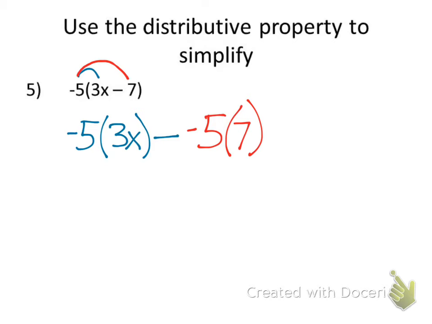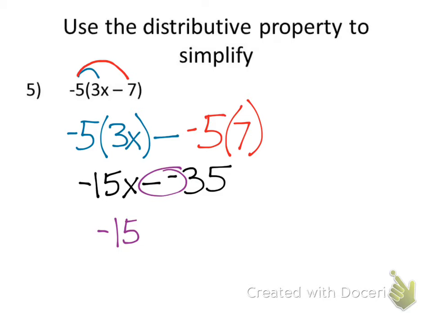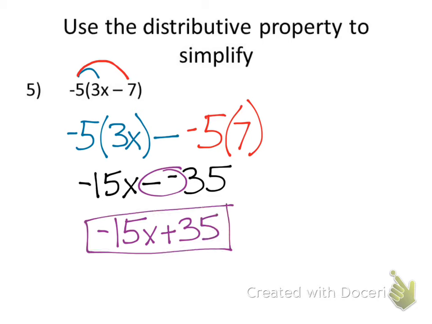All right, what is negative 5 times 3x? You're one step ahead of me. That's negative 15x. Then you have a minus. What's negative 5 times 7? Negative 35, right? And then there's one more thing we can clean up. You can change this to a plus sign. Good. So this is negative 15x plus 35. And now I need to know what your questions are.